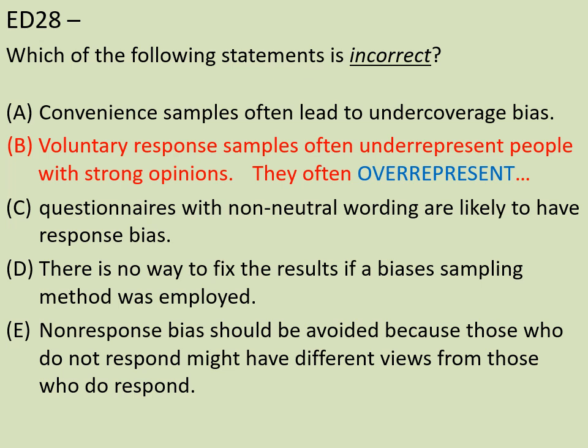All right, C, questionnaires with non-neutral wording are likely to have biased responses. That's true. There is no way to fix results of a biased sampling method always employed. So that's true. There's no way to fix that. If you did not sample properly, you're done. Non-response bias should be avoided because those who do not respond might have differing views from those who do respond, and that's true.